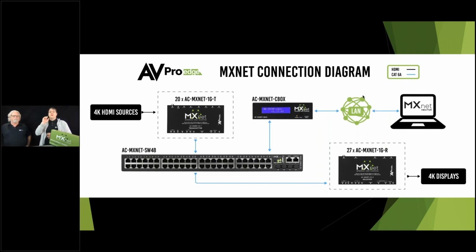You have to remember that each one of these encoders and decoders, throughout this presentation, we're going to call them endpoints. And so you can have 48 endpoints on this. Now, your controller has to count as one endpoint, and that is where you can see this MXNet C box. It's connected to a local area network, and then to our MXNet Mentor, which is built into the actual control box. This is a platform that really does walk the integrator through the setup process. It really is a mentor to the person who is installing this product.